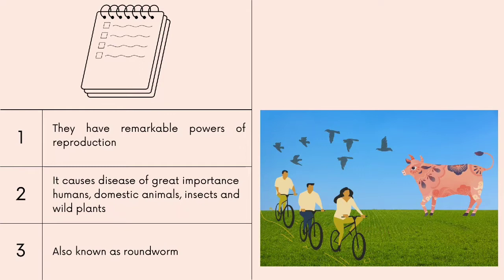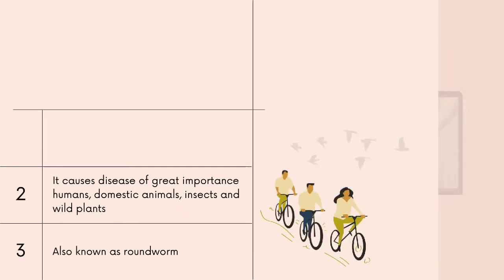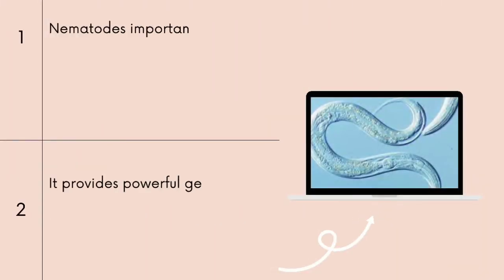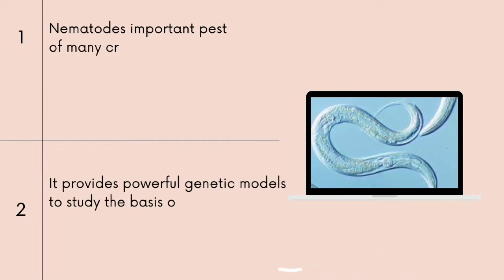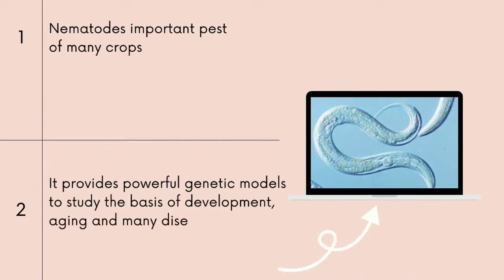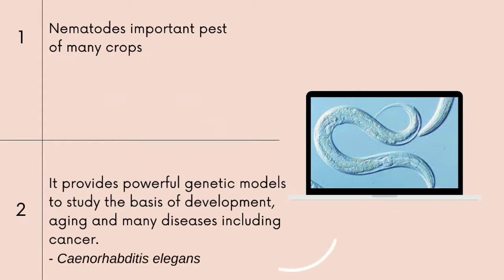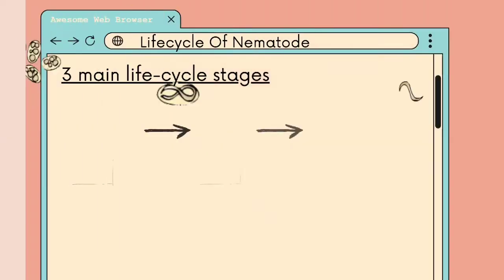Do you know they are also known as roundworms? Remember, nematodes are important pests of many crops. They also provide powerful genetic models to study the basis of development, aging, and many diseases including cancer.